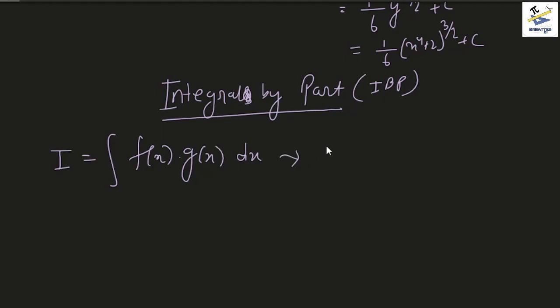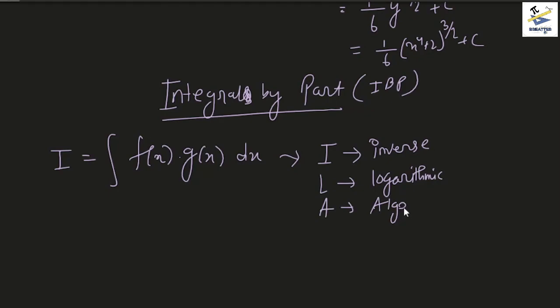The rule is something like this. The rule is called ILATE. I for inverse functions, L for logarithmic functions, A for algebraic functions. Algebraic functions means functions of polynomials like x cube, x to the power 4 plus 2, and something like that. Logarithmic is involving log, inverse is involving sin inverse x, cos inverse x, tan inverse x, like that, so they're inverse trigonometric functions. T is for trigonometric, and E is for exponential.